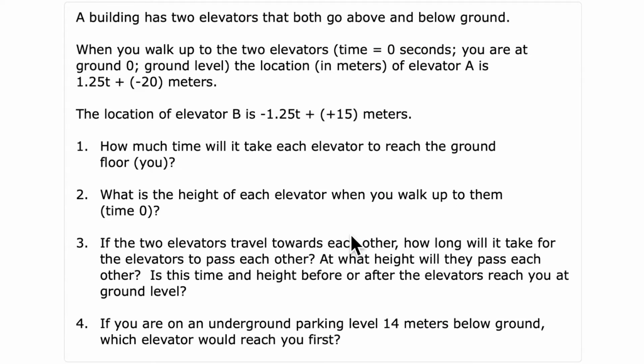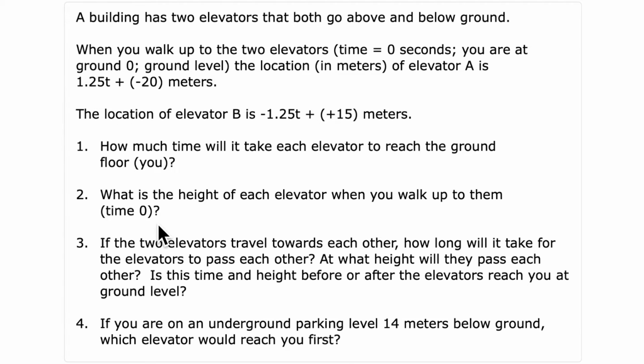Now, I rewrote the problem so that if a student was going to look at these expressions, they could rewrite them as equations equal to height. This is height is equal to 1 1/4 meters per second times the number of seconds plus a negative 20 meters. Remember, elevator A starts at a negative 20 meters. Elevator B starts at a positive 15 meters. But this is a negative 1 1/4 meters per second times the amount of time. So now it's easier to see that elevator B is going down because this is a negative height per time, and this is a positive height per time for elevator A.